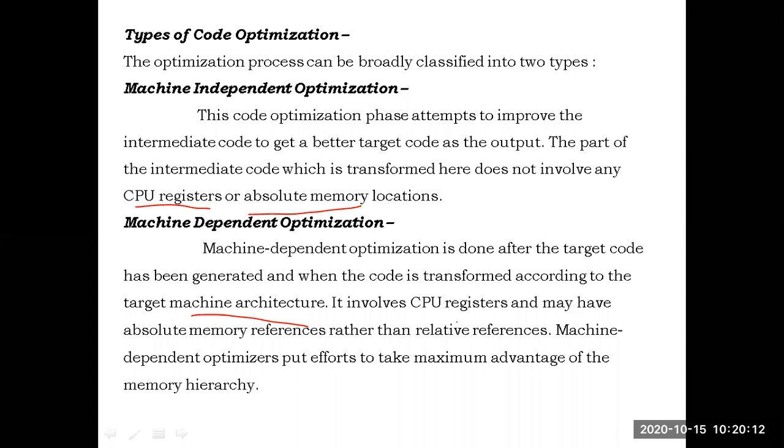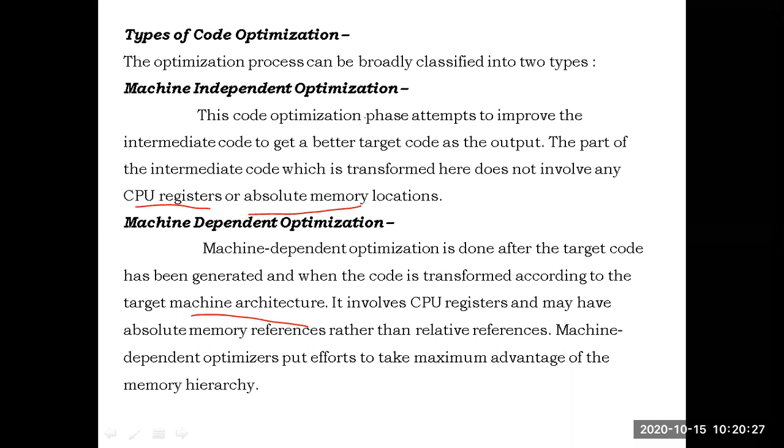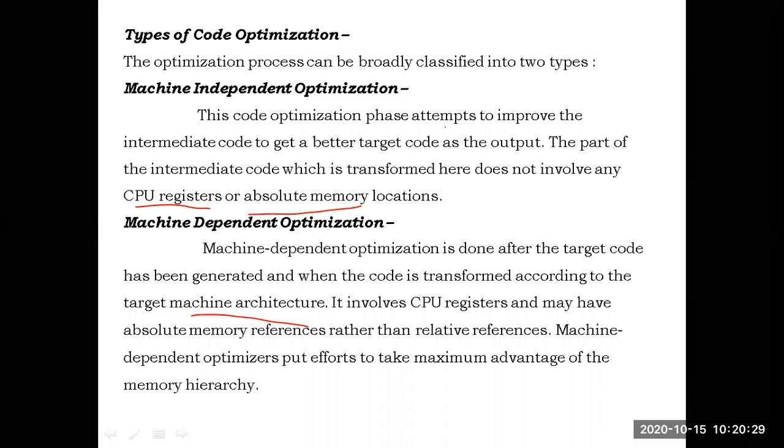But when we come to the independent optimization, it is performing on the intermediate code, which is not related to the machine. That's why here it doesn't consider the instruction set or addressing modes or CPU registers of the target machine. Those are the two types of optimizations: machine independent optimization and machine dependent optimization.